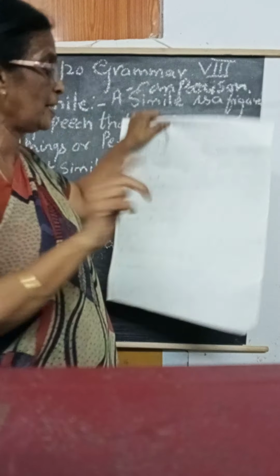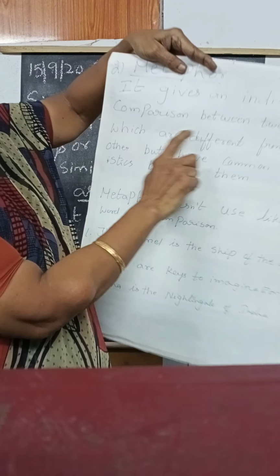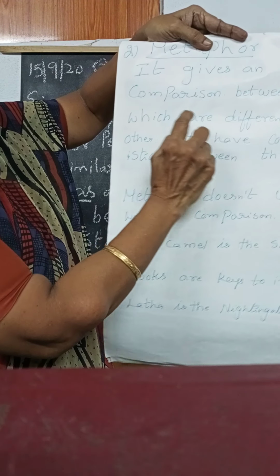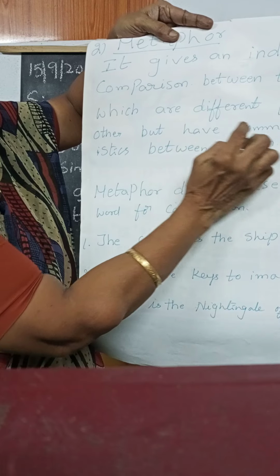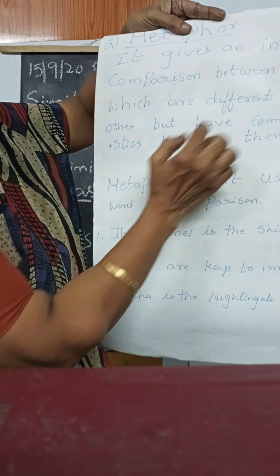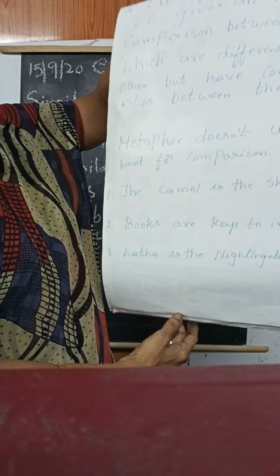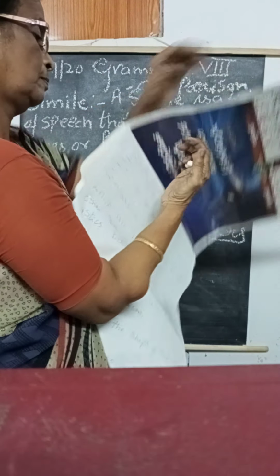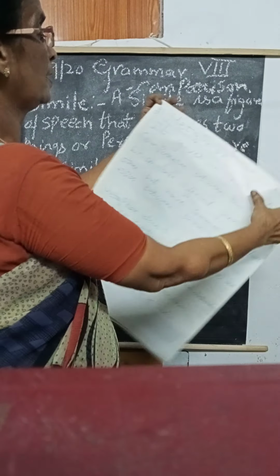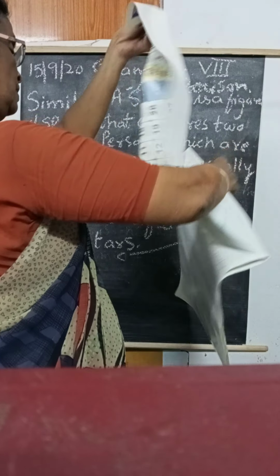Metaphor compares two different things which are different from each other but have a common characteristic between them. These are the examples. Then the third one is personification.